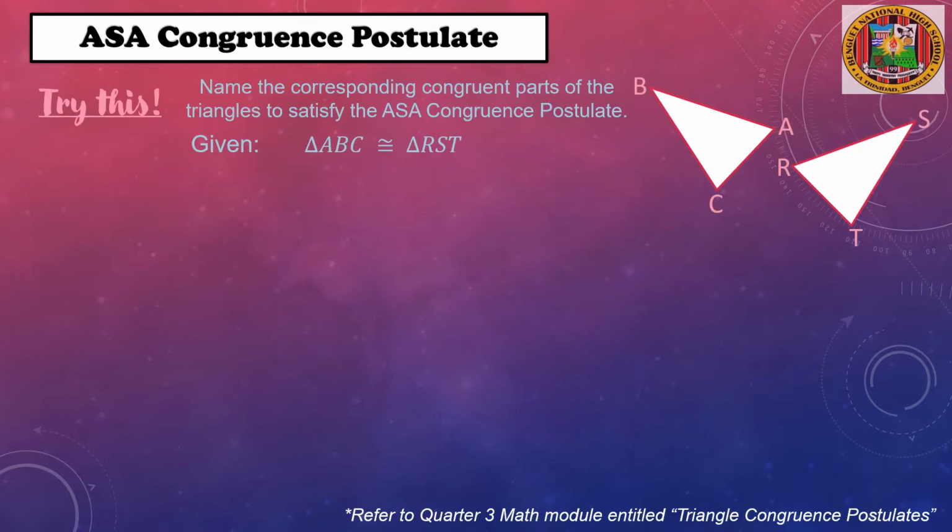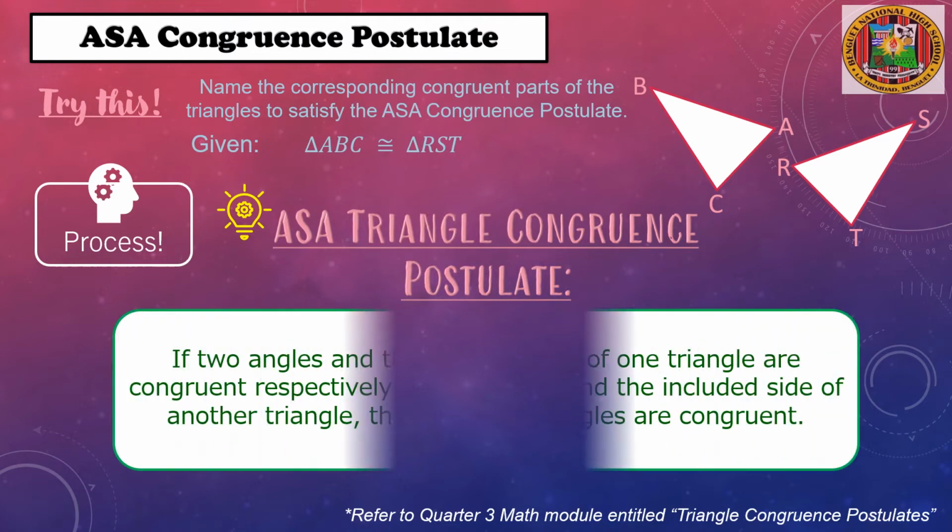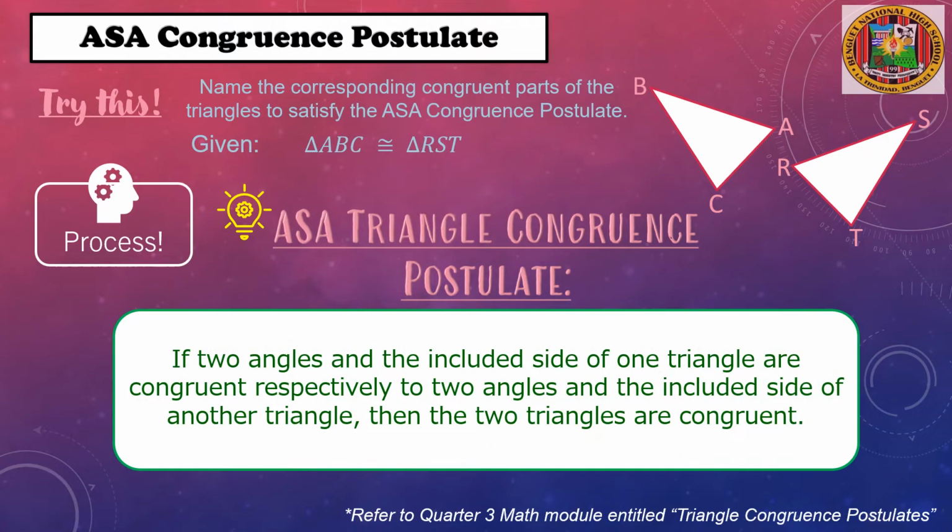Let us process what we know. The ASA triangle congruence postulate can be used to prove that two triangles are congruent. It is satisfied when two angles and an included side of one triangle are congruent respectively to the corresponding two angles and the included side of another triangle. Once the postulate is satisfied, then we can say that the two given triangles are congruent.